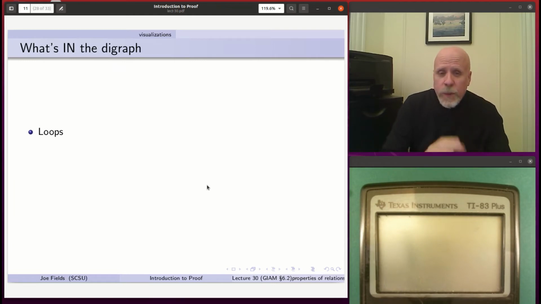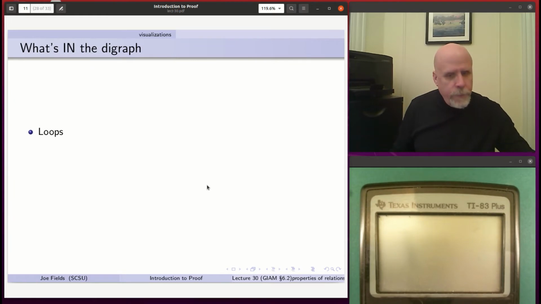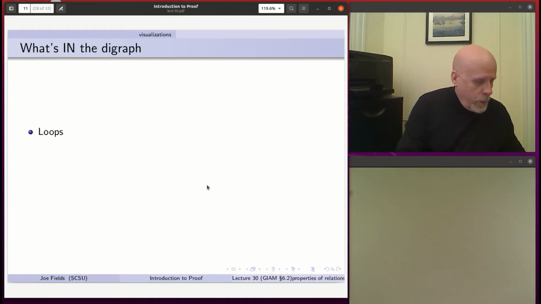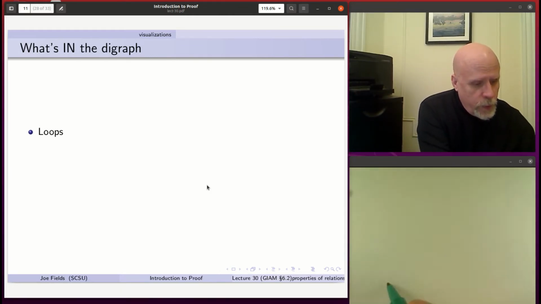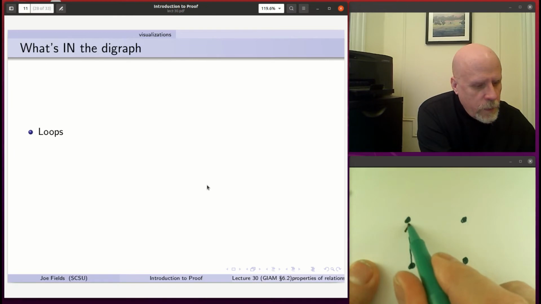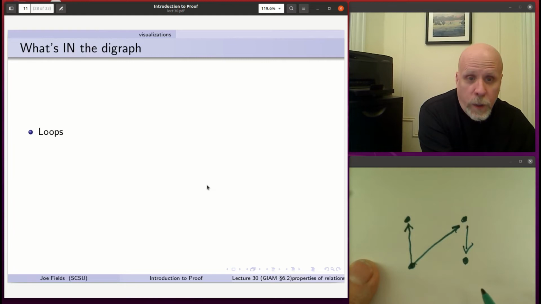The other way to visualize relations is with digraphs, or directed graphs. I wonder if it would be smart for me to make a few drawings in this. A digraph is just a picture with nodes and arrows between the nodes. So I'm going to make one with 4 nodes, or some people call these vertices. Either term is fine, they're synonyms. And then some arrows that run between these things. I'm just making one up right now.